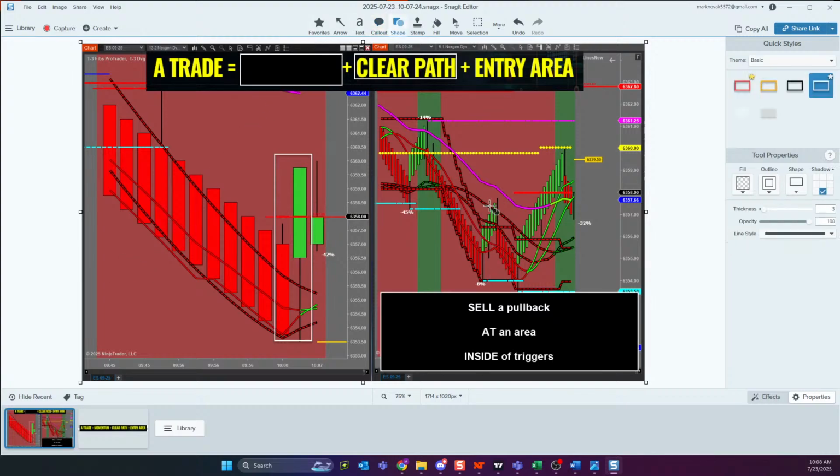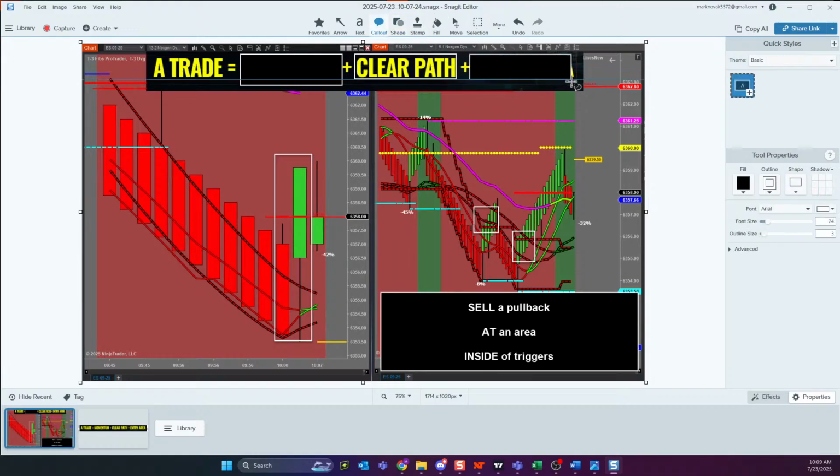So there's my pullback. There's my first one. There's my triggers. There's no areas inside. There's my second pullback. There's my triggers. There's no area inside. I'm obligated to cover up entry area. Does that make sense, newer users? So when I look at this chart, I have to say no momentum, no entry.